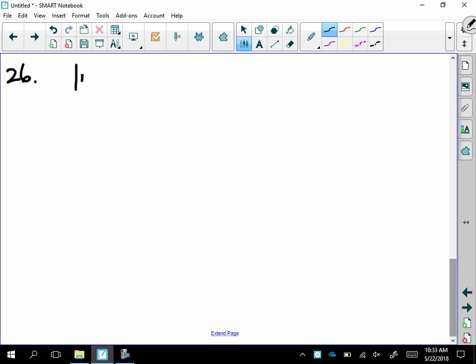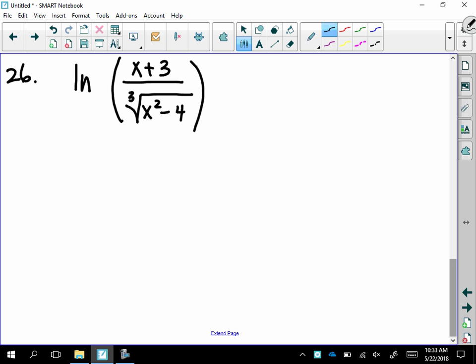All right, 26, we have the natural log of x plus 3 over the cubic root of x squared plus 4, all of that squared. And you're to rewrite this in the form of a logarithm with no product, quotient, or power. We want it in this expanded form. Well, the very first thing is the squared. We've got to get rid of that before we can do anything inside the parentheses. So where does that 2 go? In front of the, yeah. So it will be 2 natural log of this quotient.